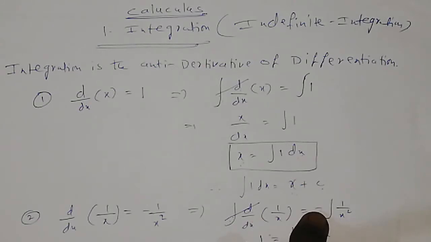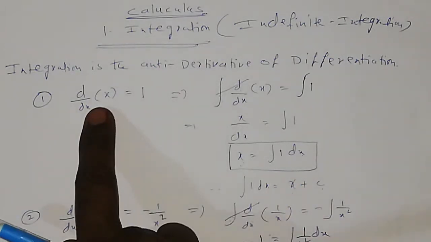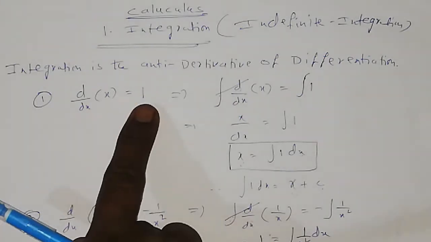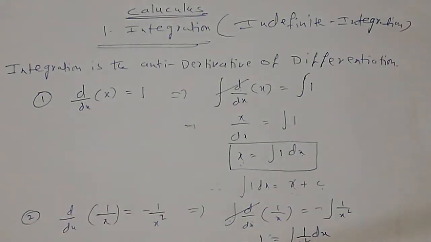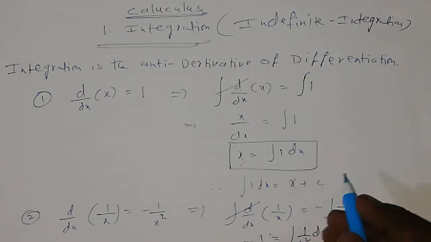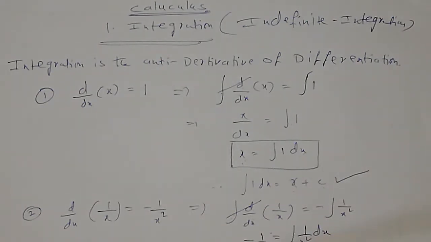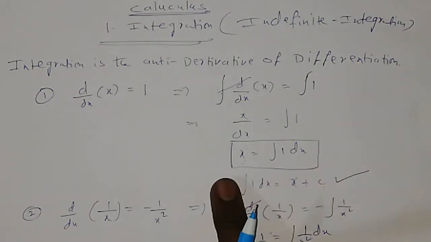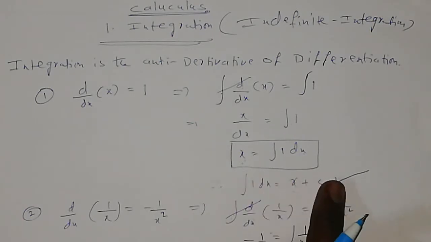Right? This is the first formula. In differentiation, what we are saying is d by dx of x is equal to 1. In integration, what we are saying is integration of 1 dx is equal to x plus c. This is the first formula in integration: integration of 1 into dx is equal to x plus c.